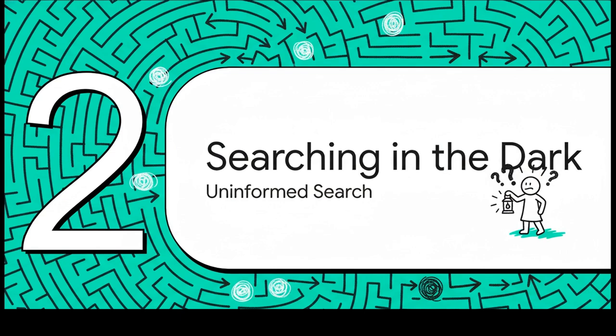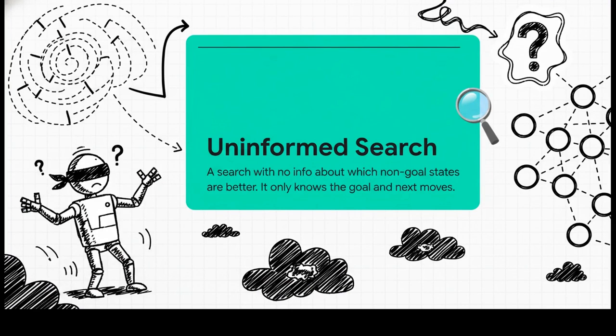We're going to start with the most fundamental kind of search. I want you to imagine you're dropped into a huge maze. You have no map, no compass, no hints whatsoever. That feeling? That's the perfect way to think about what we call uninformed search. So what exactly is uninformed search?